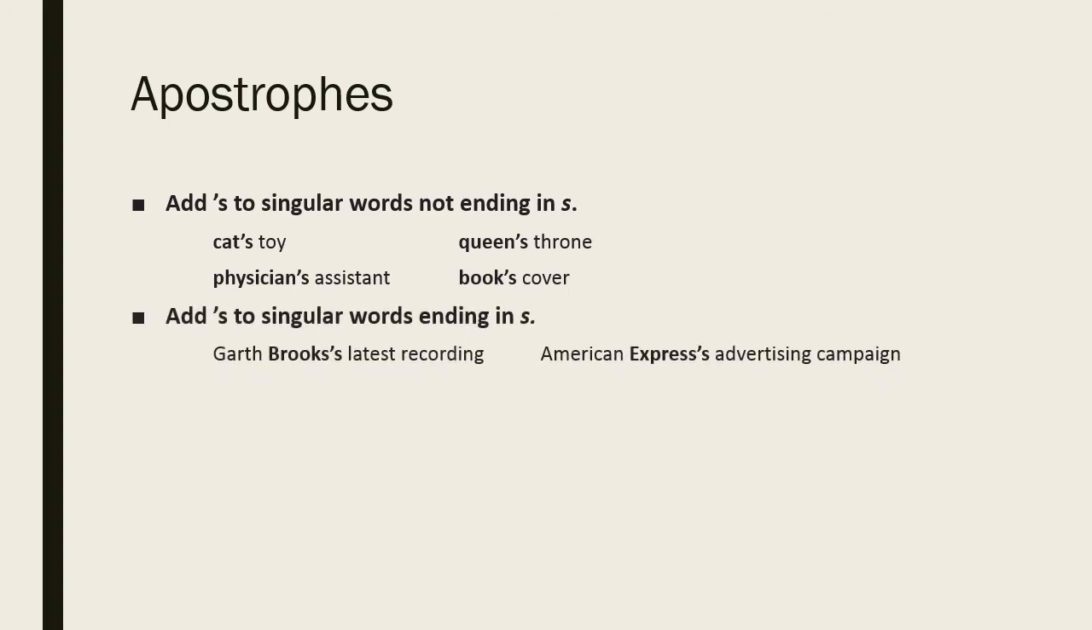We add apostrophe and S to singular words ending in S. Garth Brooks's latest recording. Now Brooks is the name of the person, and to show that it's his possession, we are using apostrophe and S at the end of his name. American Express's advertising campaign. Now American Express is the name of one corporation or institution, and we are using an apostrophe and S to talk about their possession. So whether it's a singular word not ending in S or a singular word ending in S, we use apostrophe and S.